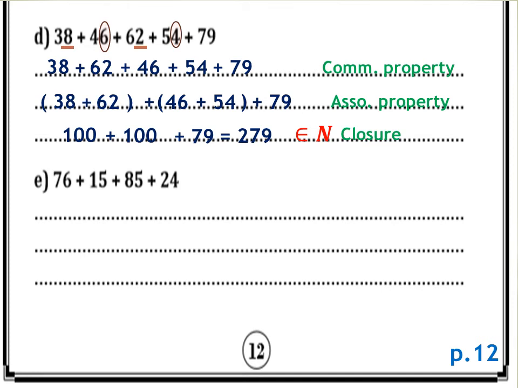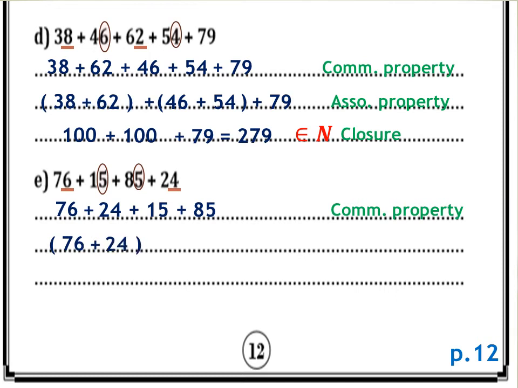And now in letter D, 76 plus 15 plus 85 plus 24. Check the unit digit. Here we have 6 and here we have 4. So write 76 plus 24 beside each other. And here we have 5 and here 5. So plus 15 plus 85 beside each other. So this is called commutative property. And now open bracket, write 76 plus 24, close the bracket, plus open bracket 15 plus 85 and close the bracket. And this property is called associative property.